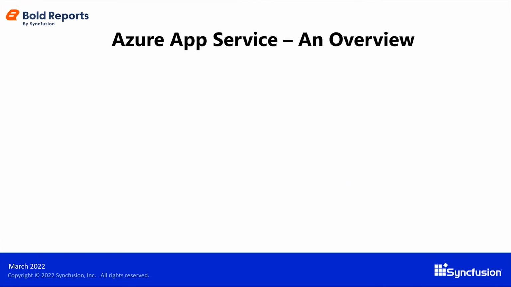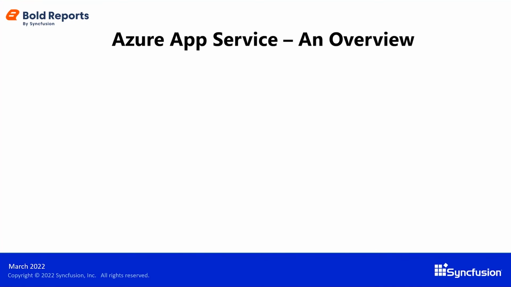Now let us see how to deploy to Azure App Service. Before the deployment, let us have a brief about Azure App Service. Azure App Service is a platform as a service offering from Microsoft. We use it to host web applications, REST APIs, and backend services for mobile applications.